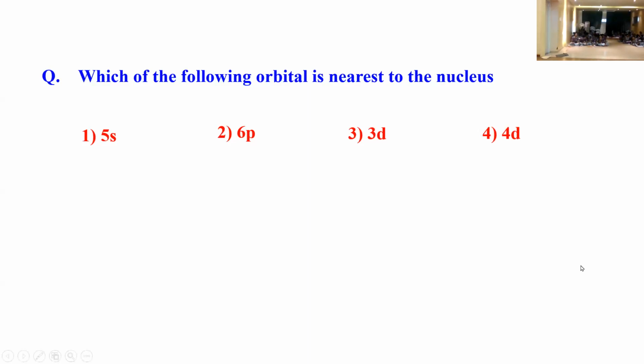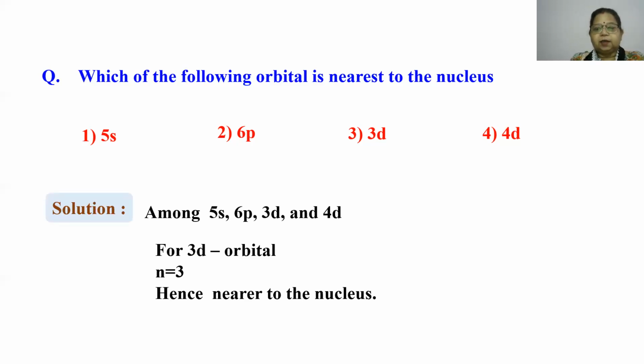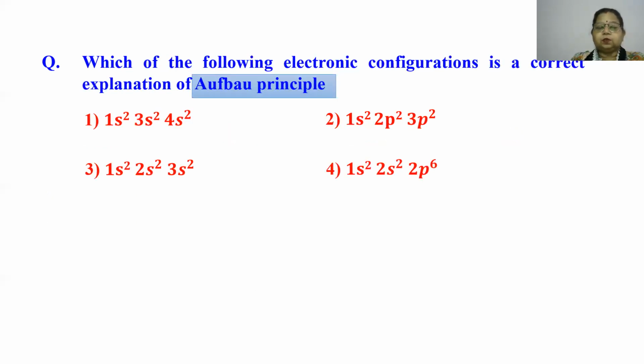Which of the following orbitals is nearest to the nucleus? Ma'am, 3D, ma'am. Correct. The answer is 3D. It was just to have a quick recap of what you have learned till now. n is equal to 3, so it will be the nearest to the nucleus. Now this one. Which of the following configurations is the correct explanation of the Aufbau principle?